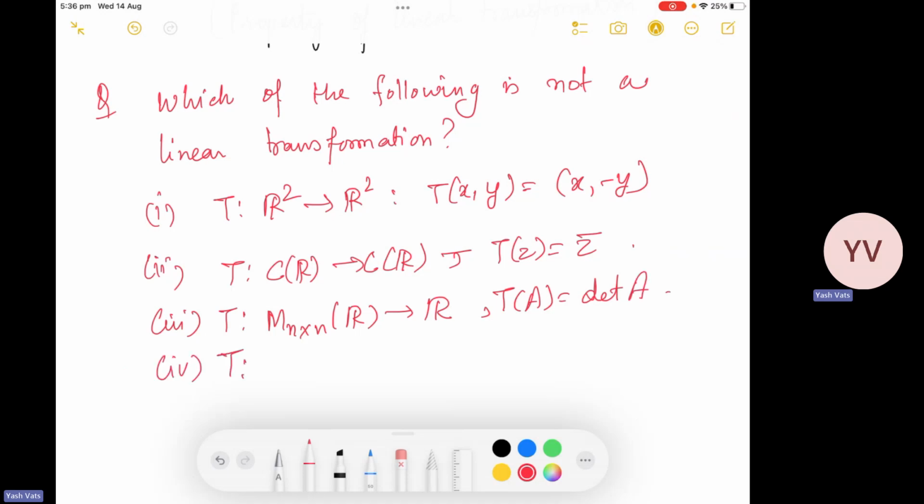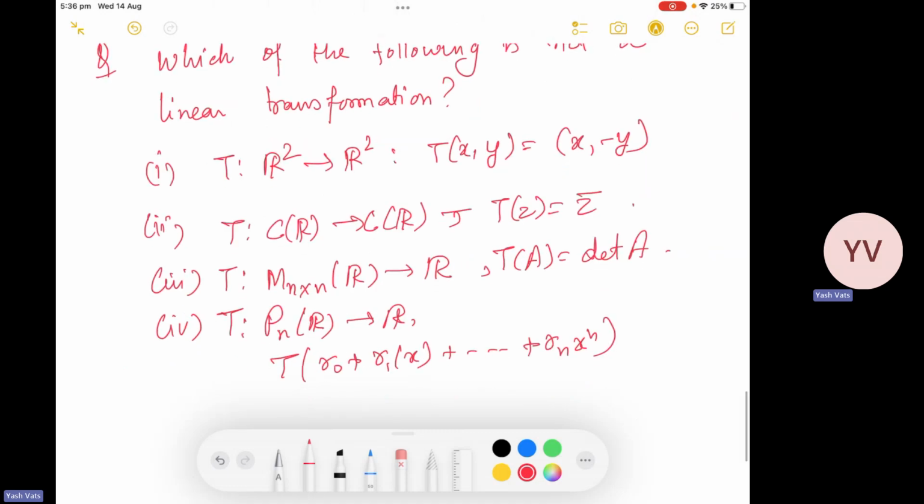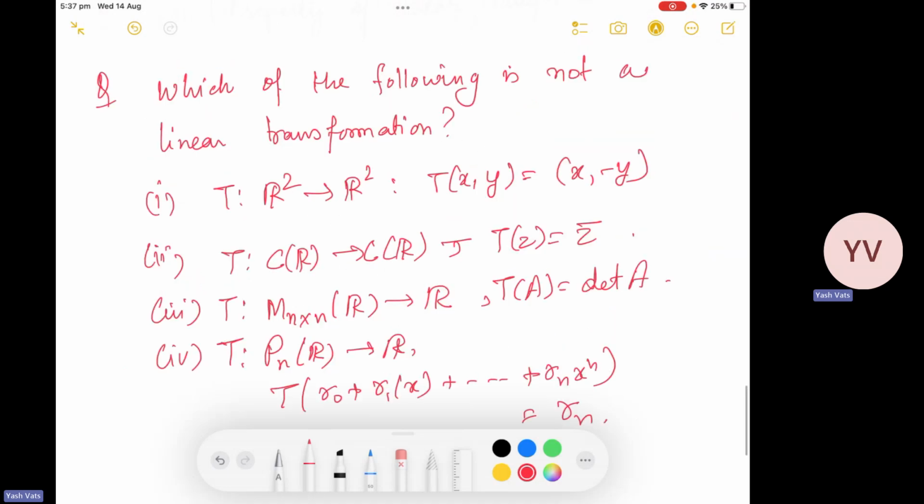T from the set of polynomials over R to R, T of r0 plus r1 x up to rn xn is rn. Just check whether they are linear transformations or not. Just take 5 minutes.